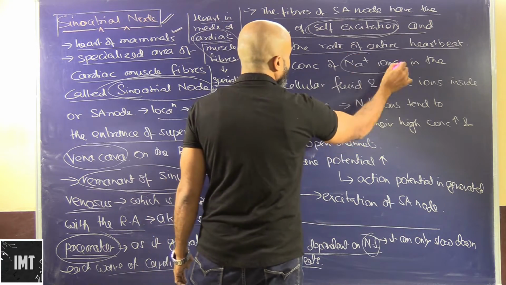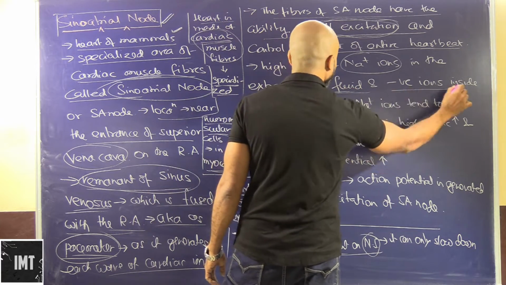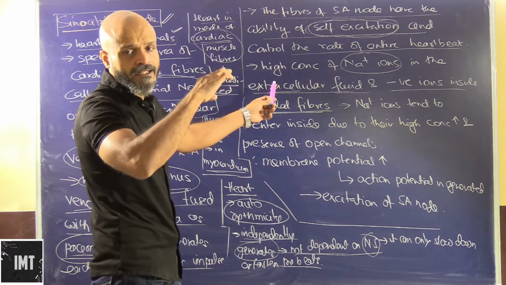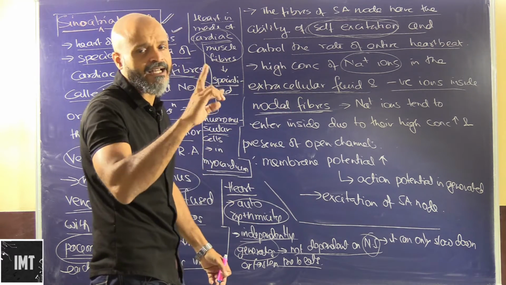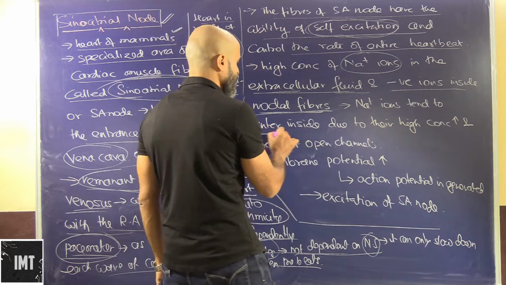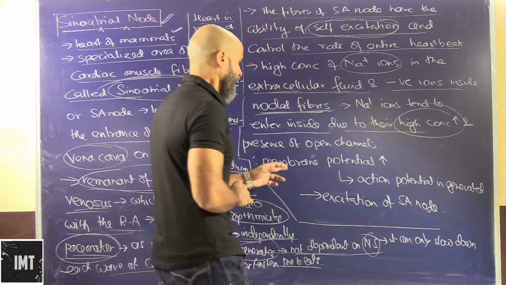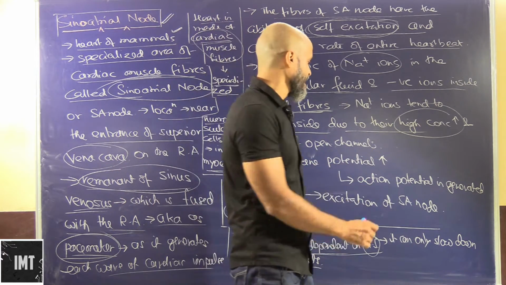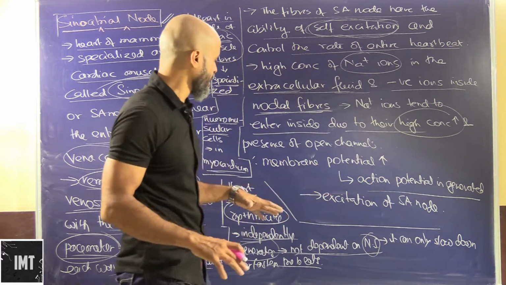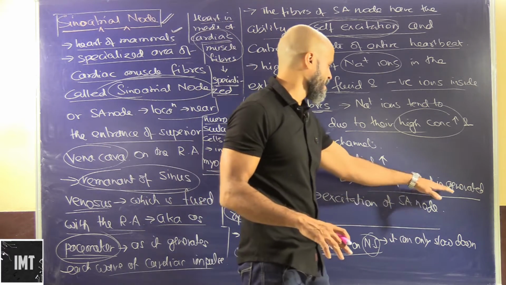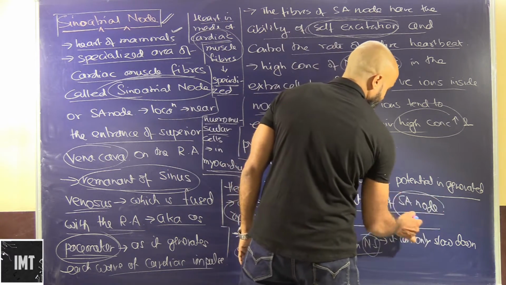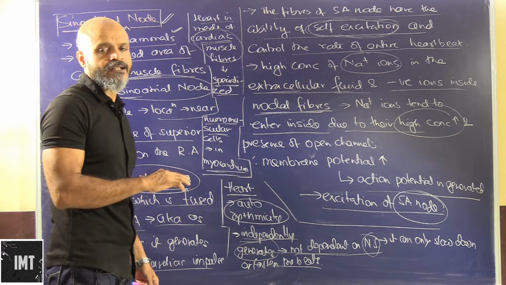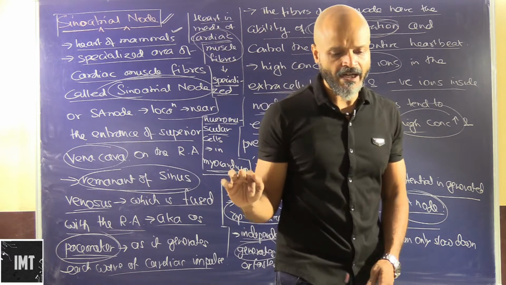There is a high concentration of sodium ions in the extracellular fluid and negative ions inside the nodal fibers, so an electric potential is generated. Sodium ions tend to enter inside due to their high concentration and the presence of open channels. Because of this, the membrane potential is high, and the action potential is generated. We will look more into it. Due to the very high membrane potential, the action potential is generated, and this excites the sinoatrial node. Pretty complicated. We will simplify and see how exactly the conducting system of the heart actually works.